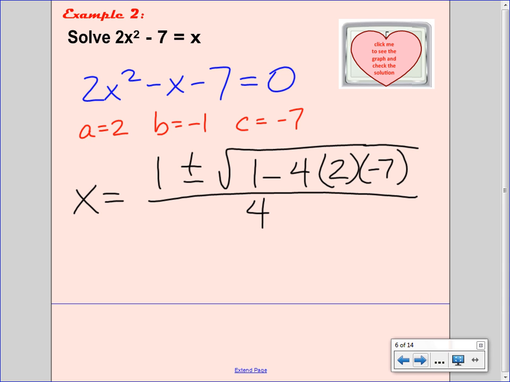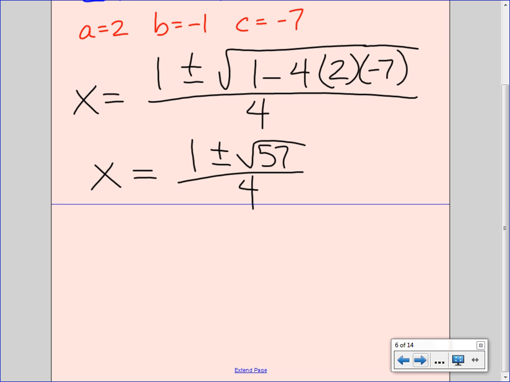4 times 2 is 8, times 7 is 56. Negative times negative is positive. So 1 plus 56 makes 57. Yeah, you're doing all hard algebra and then we miss 1 plus 56? Okay. Now at this point you've got a couple of options.